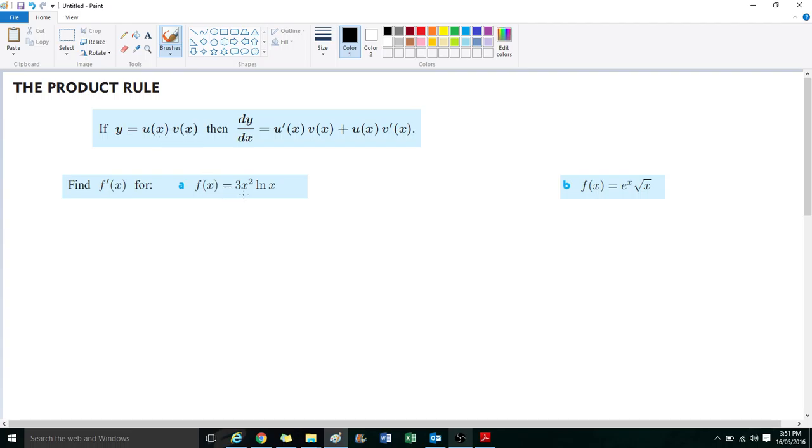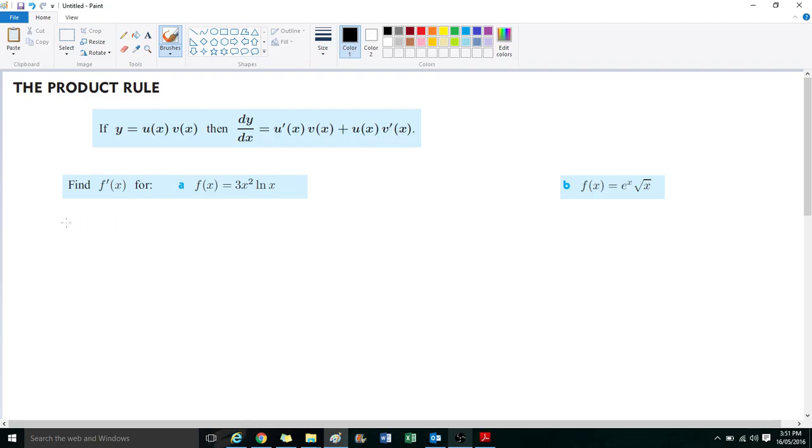So we've got two examples down here. 3x squared is one function, ln x is another function. Okay, the big function is equal to two smaller functions multiplied by one another. We can see the same over here, e to the power of x times the square root of x. So, if we can separate it into two functions, then the derivative of the whole thing is equal to the derivative of the function u times the function v plus the function u times the derivative of v.